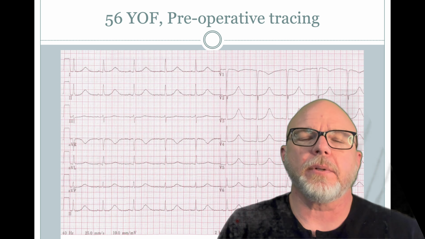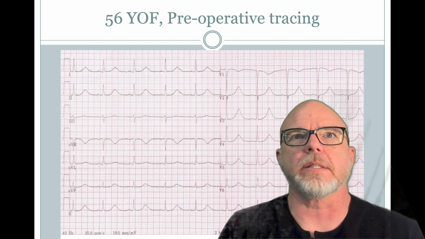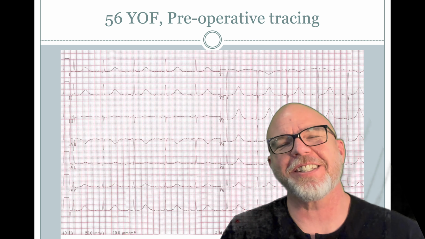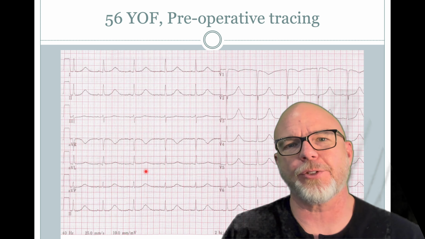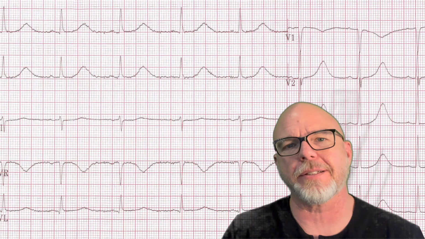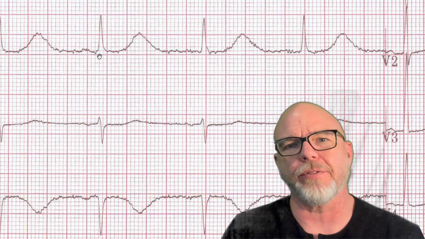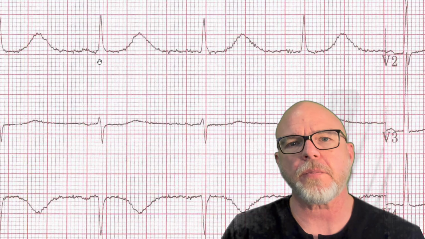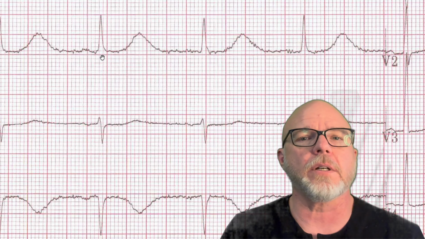This is a good example of the sixth finding, I think. It's a 56-year-old female about to get a hip replacement. This is a preoperative tracing for her. This comes from ECGpedia because it's such a good example. This is, of course, a long QT.